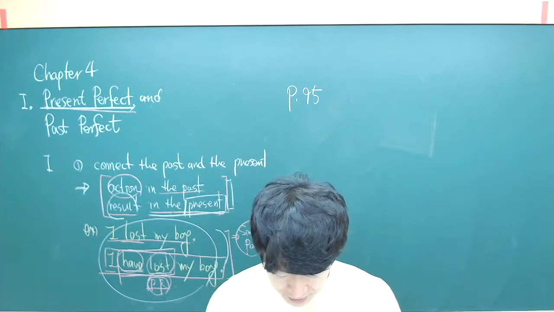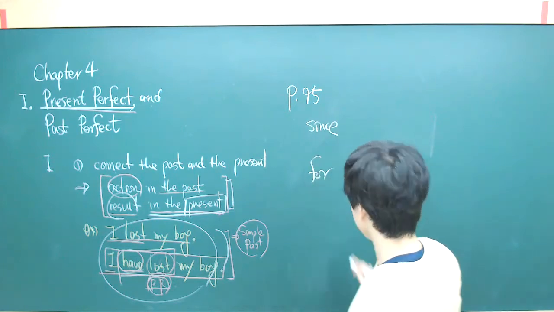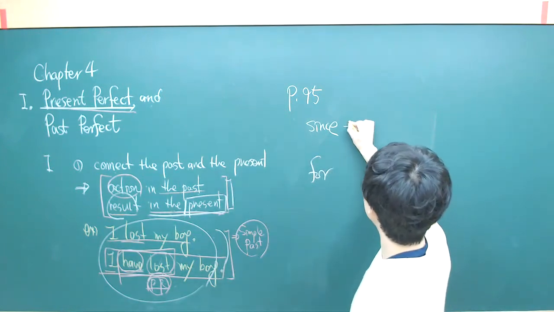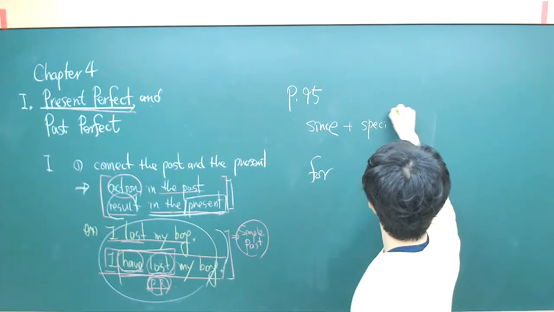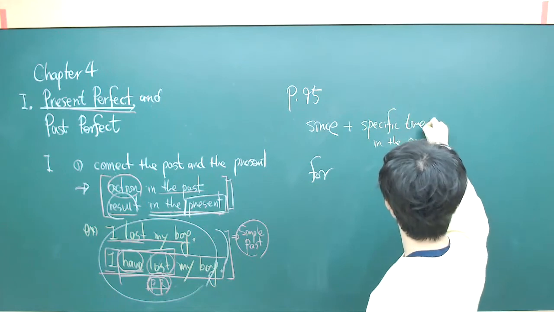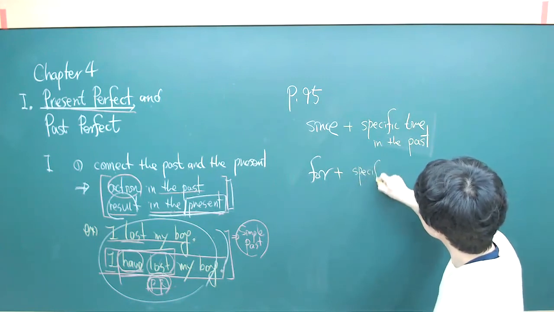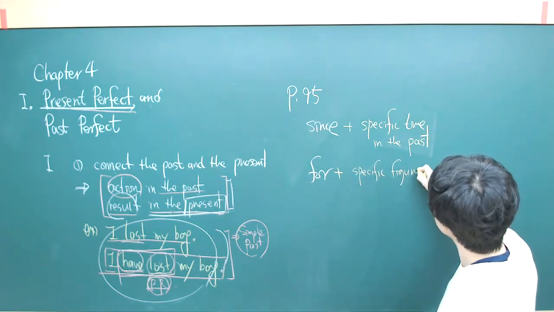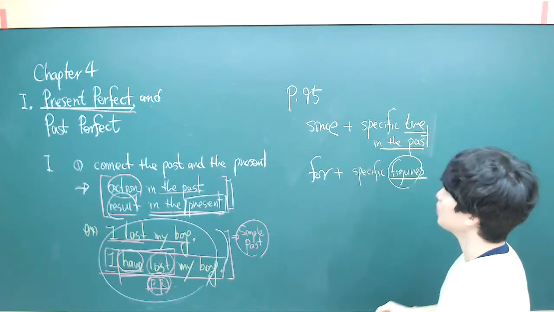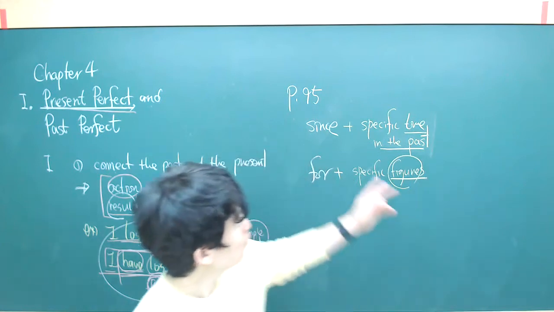Using since and for. Since is followed by a specific time in the past, or followed by specific figures, time in the past and figures. Okay, let's check by using the examples what that means.